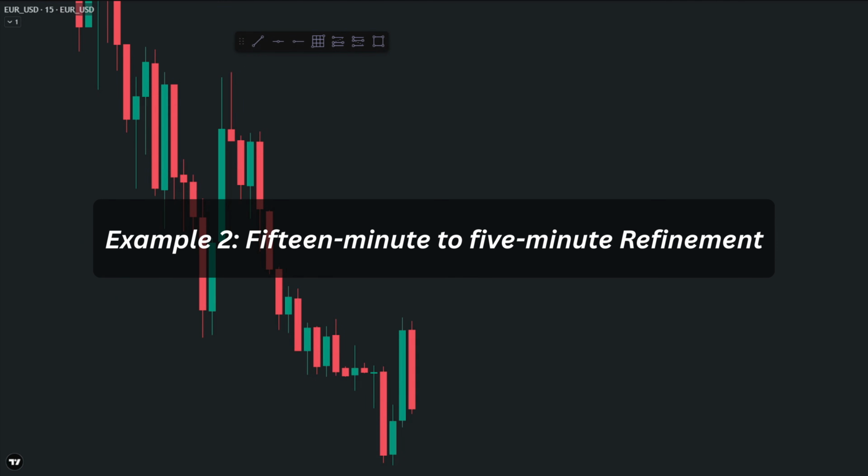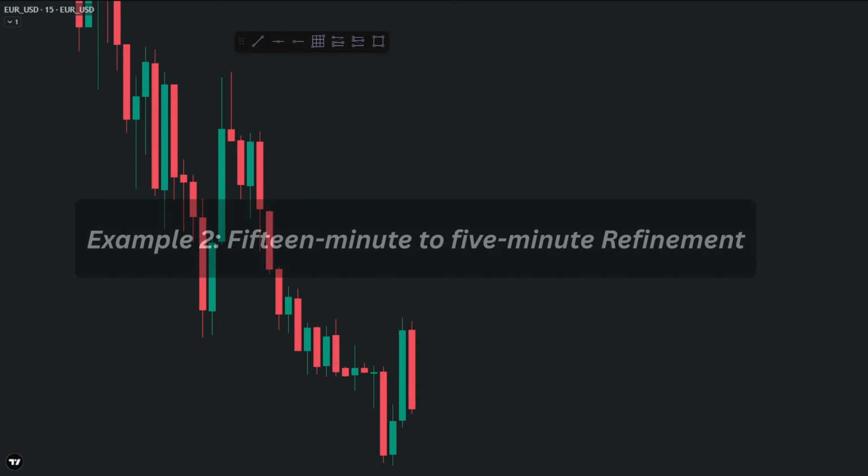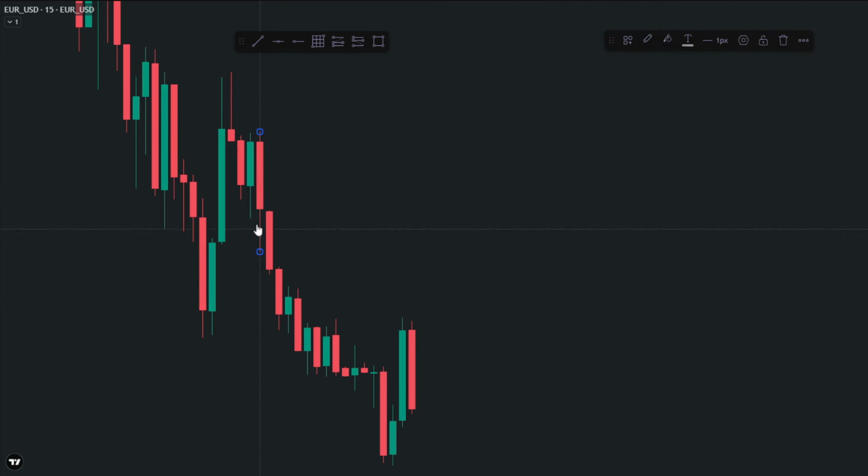Example 2. 15-minute to 5-minute refinement. Assume that on the 15-minute chart, there is an order block that has created a change of character and is followed by a fair value gap. To get more precision, we move down to the 5-minute time frame.